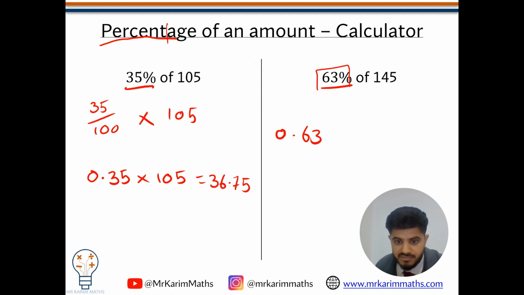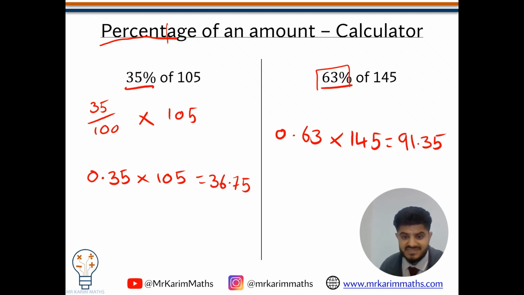If it was 79%, what is it? 0.79. If it was 11%, 0.11. If it was 5%, 0.05. You will get so good at this after practicing so many questions that this will literally take you 5 seconds. This is the hard part. Once you get that decimal, the rest is just multiplying it by whatever value is in the question. So 0.63 multiplied by 145, it was 91.35. And that's how easy it is.